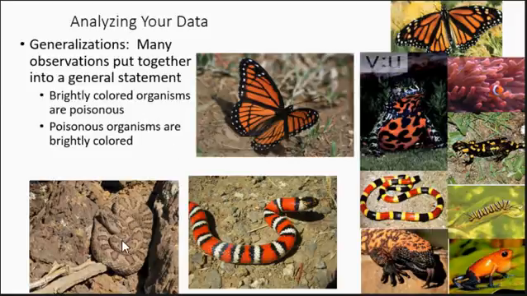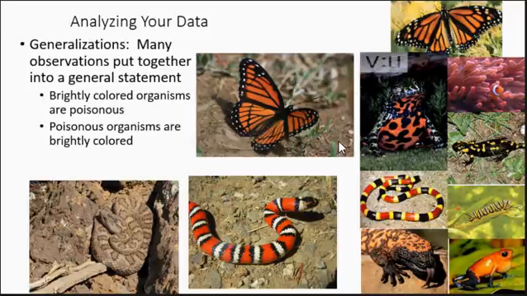Same thing down here. You might look at this little snake right down here and think, oh, he's not brightly colored. He must be okay to touch, right? Actually, no, that's a rattlesnake. You don't want to touch him. He'll bite you and kill you. And so in both of these cases, again, just like with inferences, these generalizations can be a launching point for questions that we can test scientifically with hypothesis-based science.